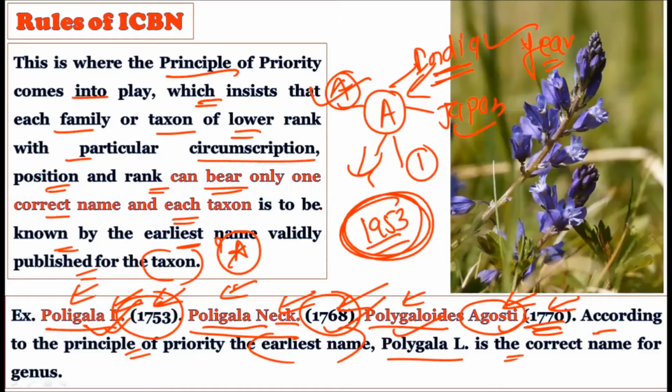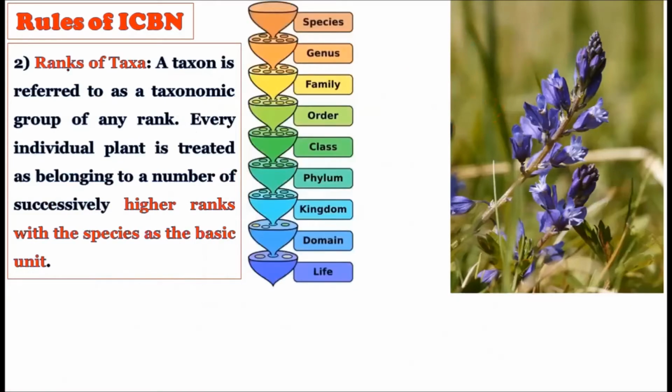For example, Polygala L. is considered the valid name of this species because it was published earliest, and later published names should be disregarded. So this is how the principle of priority is used. If a single species has been given many names, then we should use the name given at the earliest time, in this case 1753.